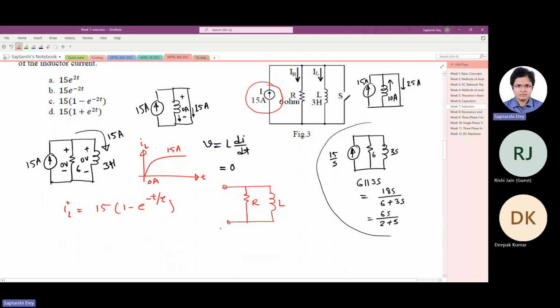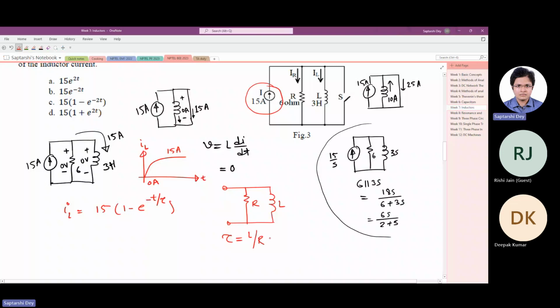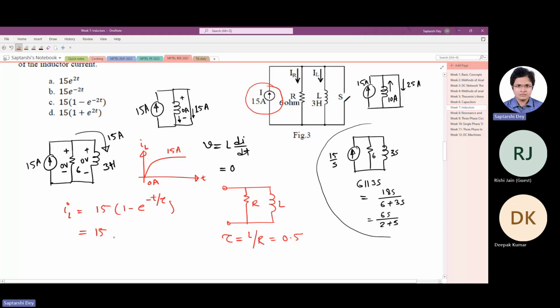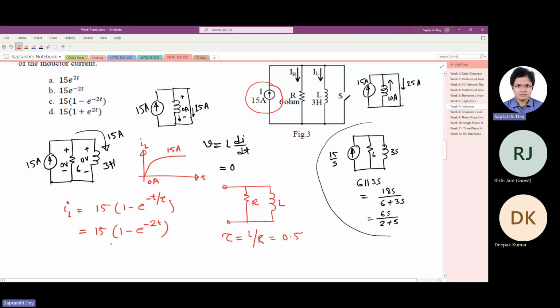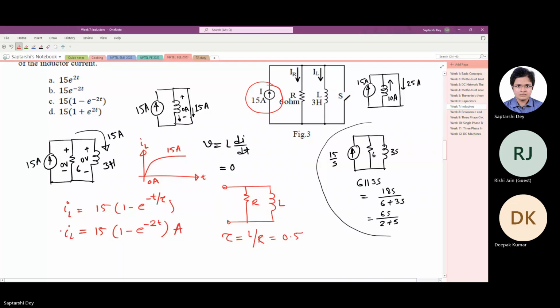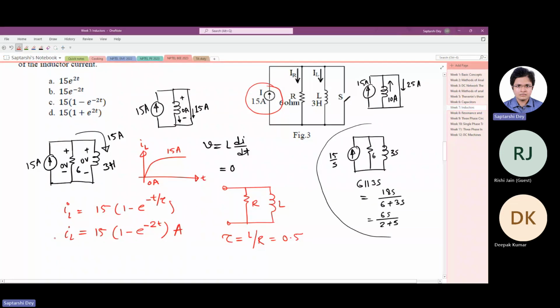Now for this, what is the time constant? Time constant is L by R. L by R is 0.5, say half. So now if I substitute tau here, tau is half, so e to the power minus 2t. So this is the expression for the inductor current.